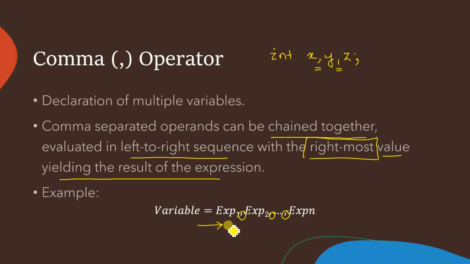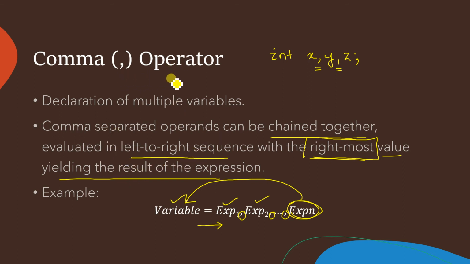After doing this, these expressions will obviously be executed, but what should be the value of this variable in a single expression? The expression n's value, whatever result it evaluates to, will be assigned to this variable. That is called the rightmost value. So this rightmost value is actually assigned to this variable. That is the meaning of this particular statement.